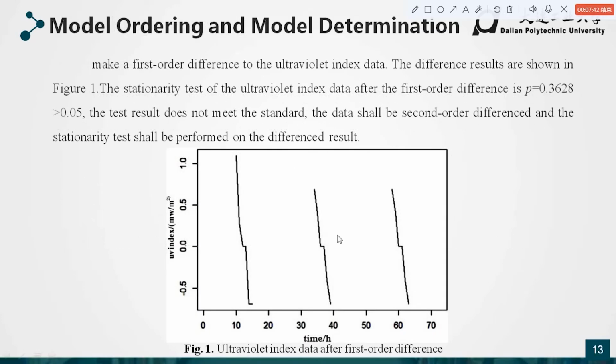Then, model ordering and model determination. Make a first order difference to the ultraviolet index data. The difference results are shown in figure 1. The stationarity test of the ultraviolet index data after the first order difference gives P of 0.3628, more than 0.05. The test result does not meet the standard. The data shall be second order differenced, and the stationarity test shall be performed on the difference result.